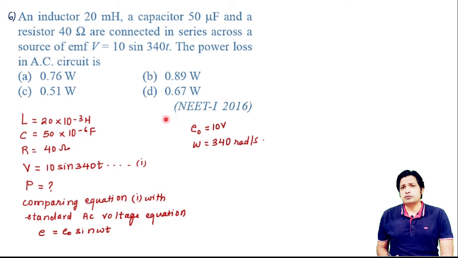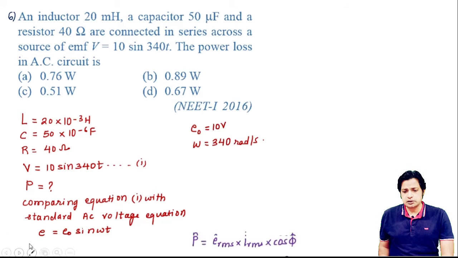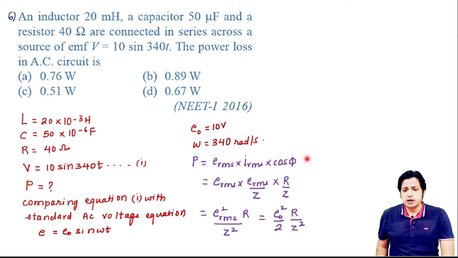Now let me write down the formula for power, and I will rearrange the terms. So first, power is ERMS, IRMS, cos phi. IRMS can be written as ERMS upon Z. So power is ERMS square upon Z square into R, since cos phi is R by Z. ERMS is nothing but E naught by root 2. I already know E naught. If I square it, it will become E naught square by 2. So finally, the only thing which I need to calculate is Z square. Rest all the terms I already know.